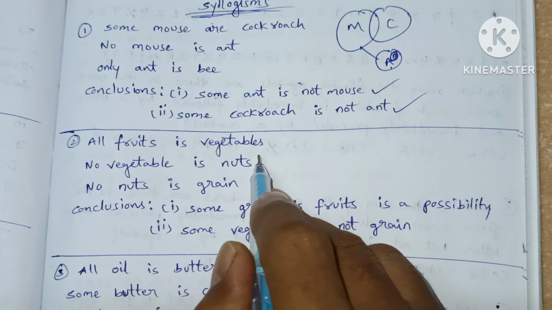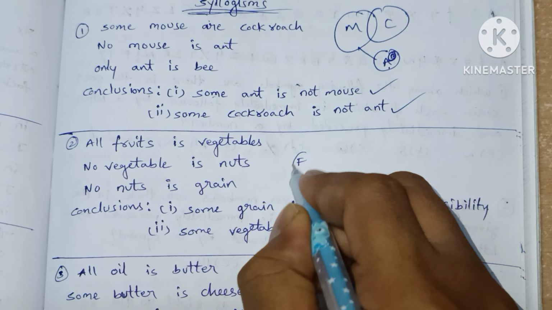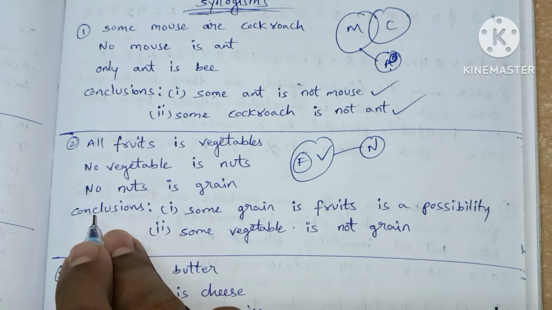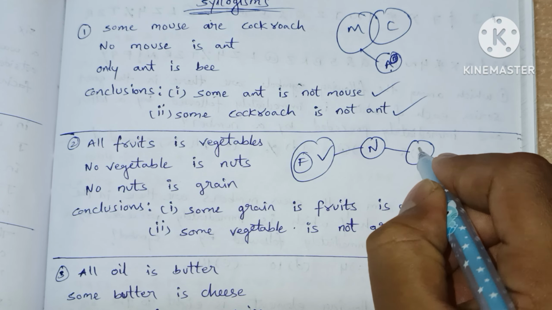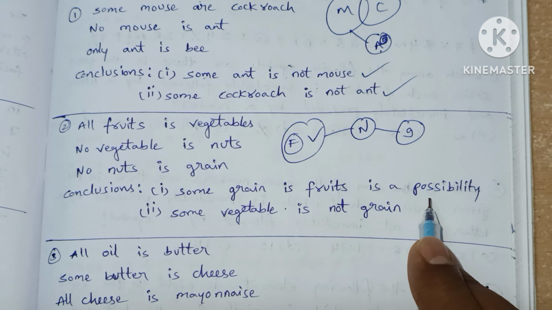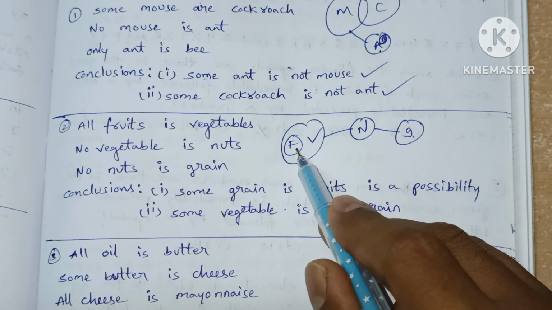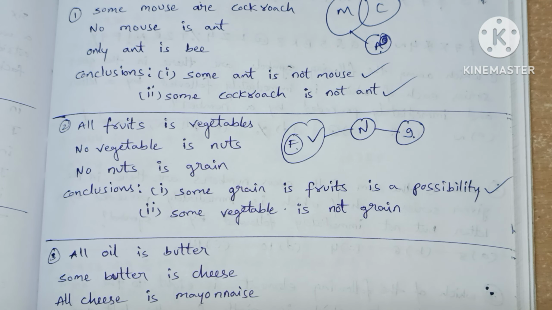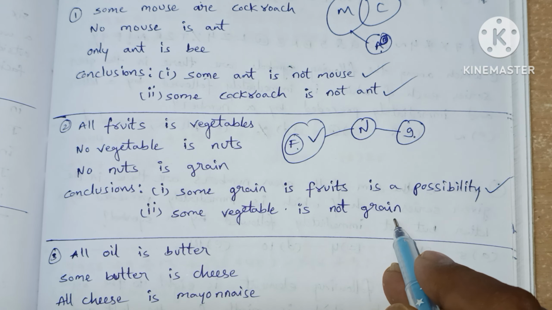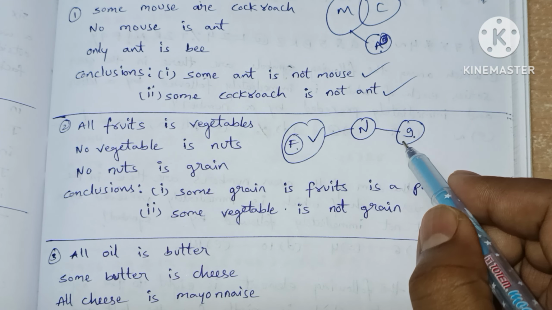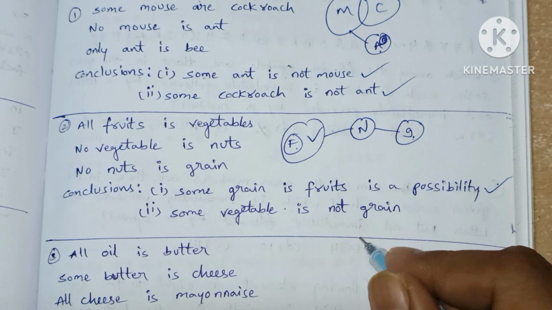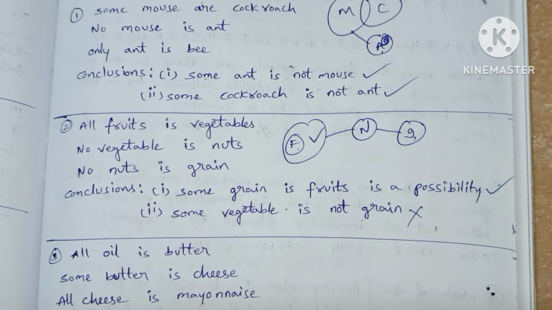All fruit is vegetable. No vegetable is nut. No nut is grain. Some grain is fruit is a possibility. Yes, it is true. Some vegetable is not grain. All vegetable can be grain, possible. Yes, it is possible. All cases are possible here, so it is false.